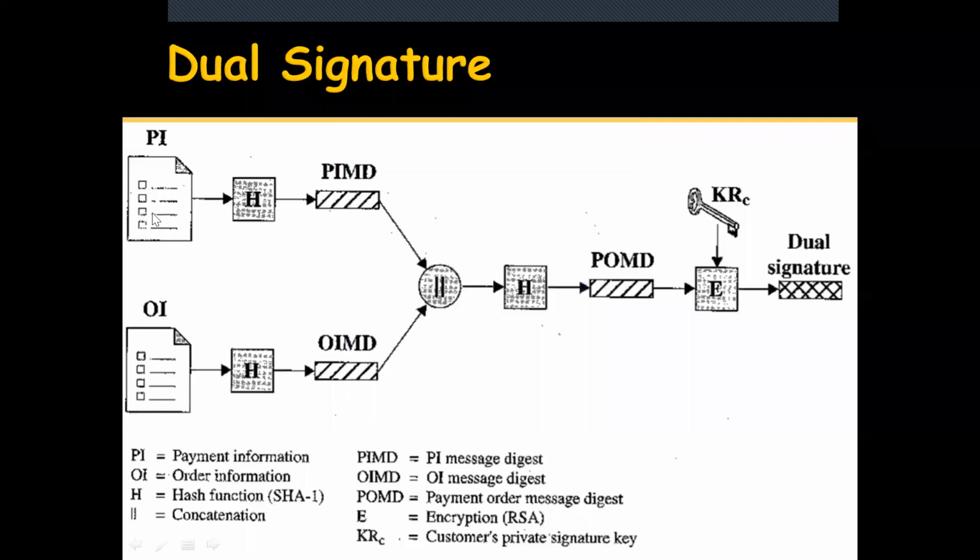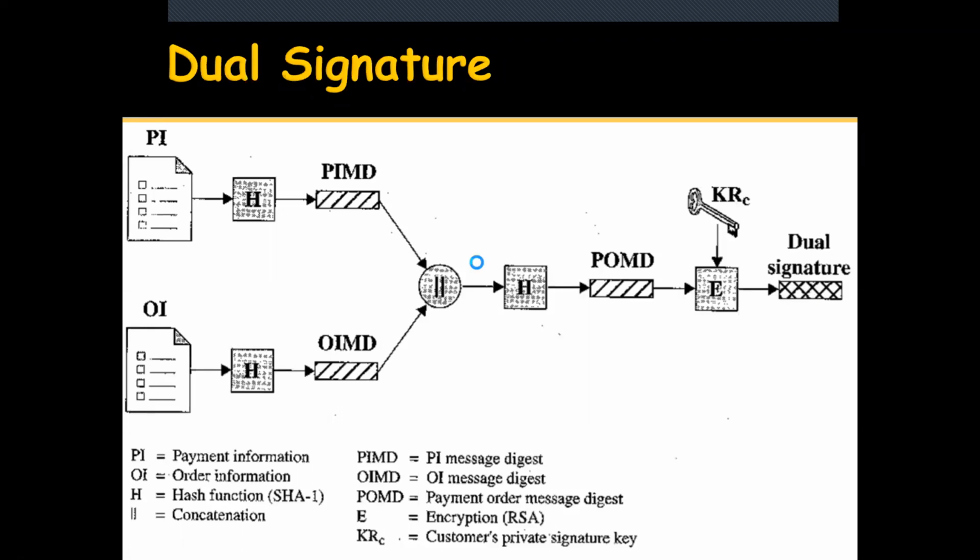Here is the payment information, and this is the order information. We are going to hash both of them to get the hash codes PIMD and OIMD, the payment information message digest and the order information message digest, and append them. Again, a hash algorithm is applied, so we get POMD, which is again a hash code. That hash code we encrypt with the customer's private key, and the encrypted message we get is what we call a dual signature.